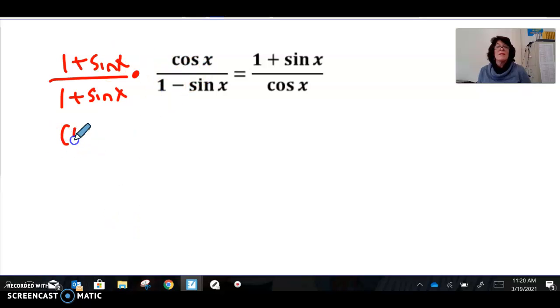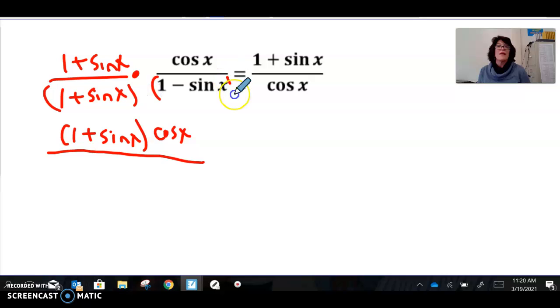Up top, I'm just going to write it that way. 1 plus sine x times cosine x. Okay, I'm multiplying the numerators together. When I multiply the denominators together, I'm obviously going to FOIL, because that's the purpose of multiplying by the conjugate, to get that difference of two squares. 1 times 1 is 1, minus sine x plus sine x, that goes away, minus sine squared x.